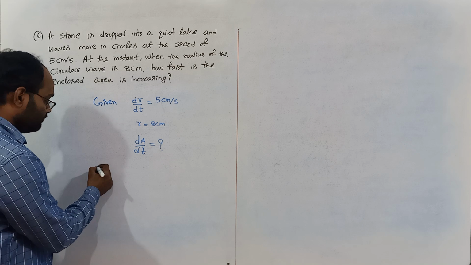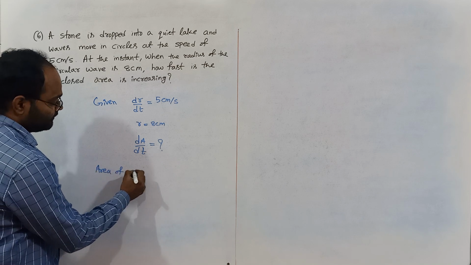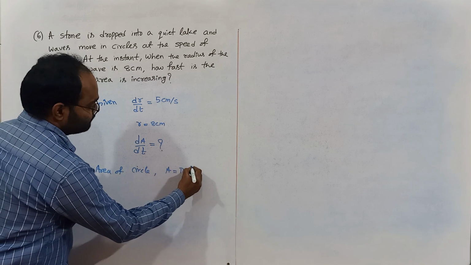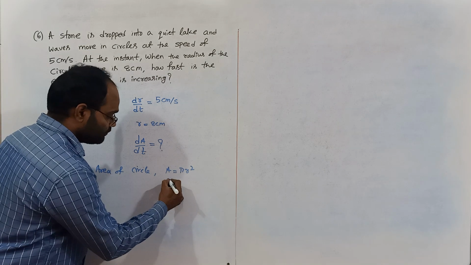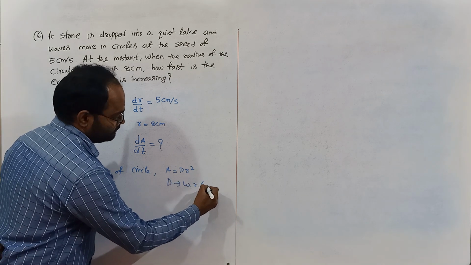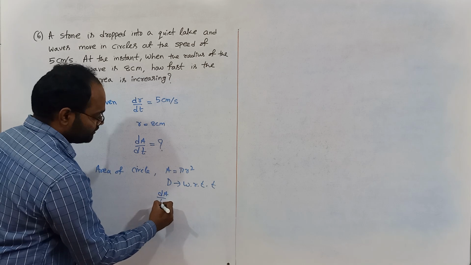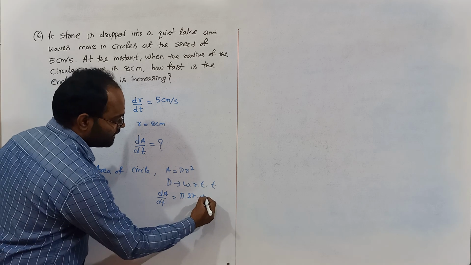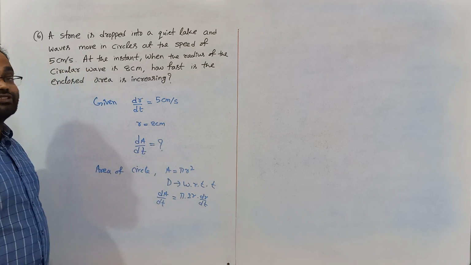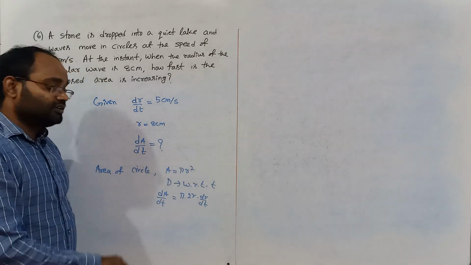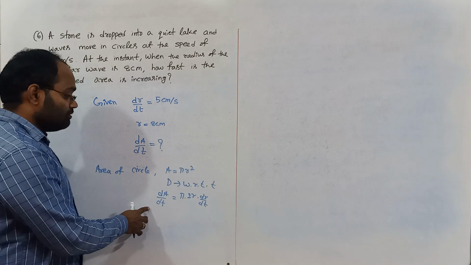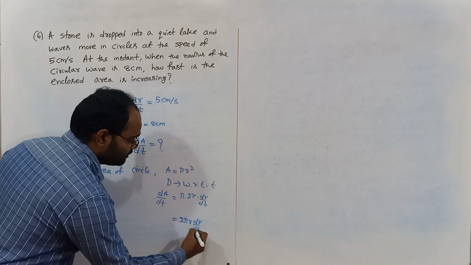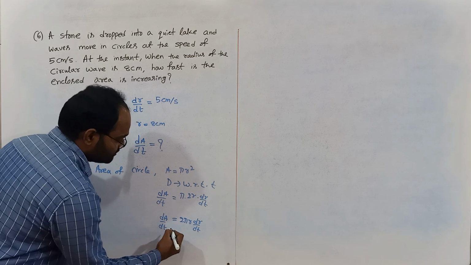We know the area of the circle. Area of circle is A equal to pi r square. Differentiating with respect to time, dA by dt is pi constant into 2r dr by dt. Because the parameter is t and the variable is r, we have to use the chain rule. Now this is nothing but 2 pi r into dr by dt. This is dA by dt.